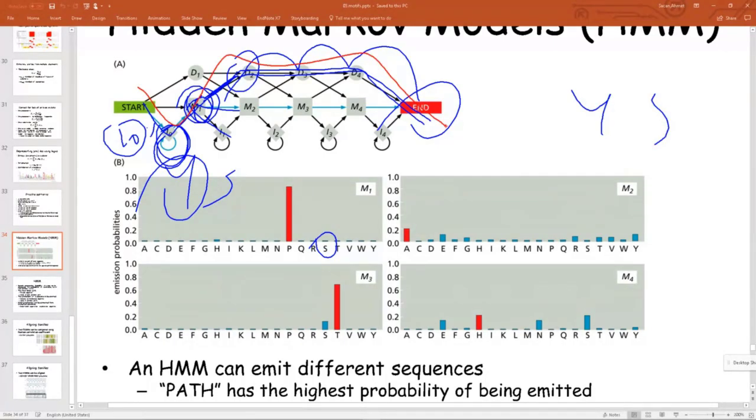Since there are many different paths going from start to end, generating YS, each of them will have a different probability value. What we need to do is add them all up. That's going to give us the total probability that YS can be generated from this machine.